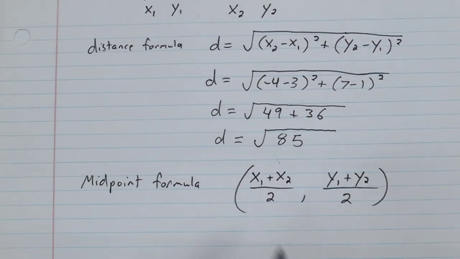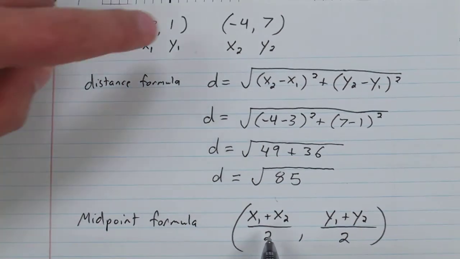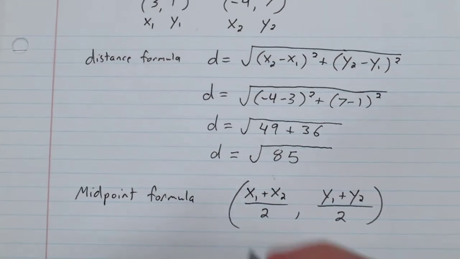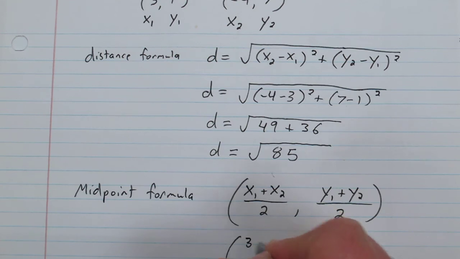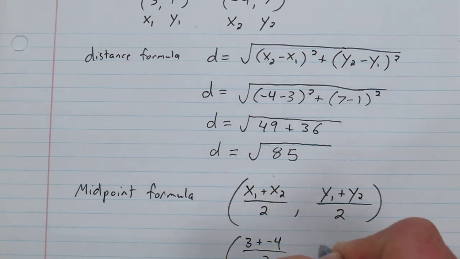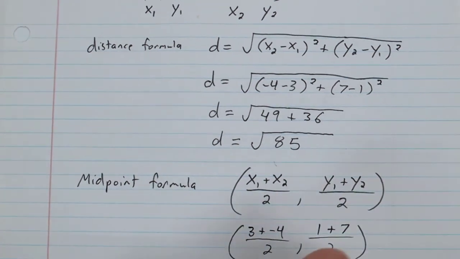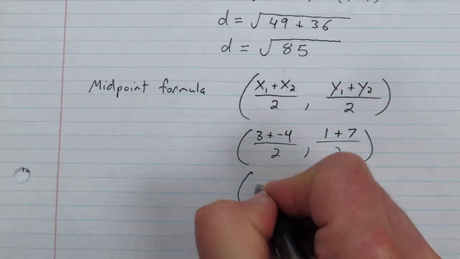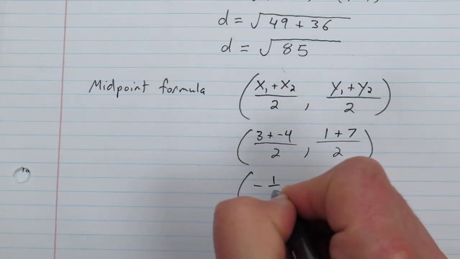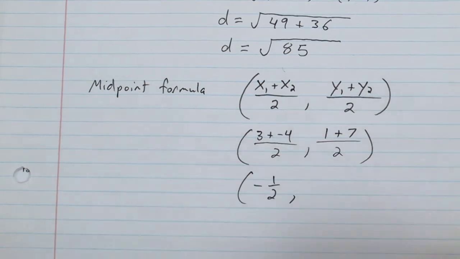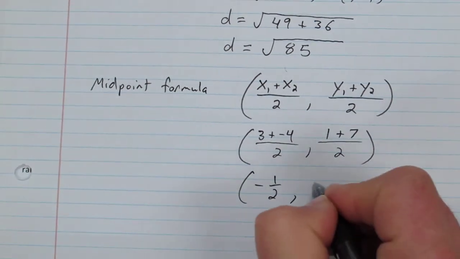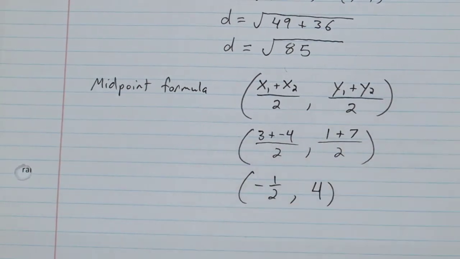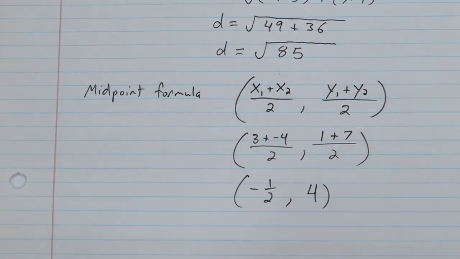midpoint's y coordinate. So when we substitute these values in, using our coordinates there, we have 3 plus -4 over 2 and 1 plus 7 over 2, which gives us -1/2, comma, 4. So there's our midpoint and there's our distance.